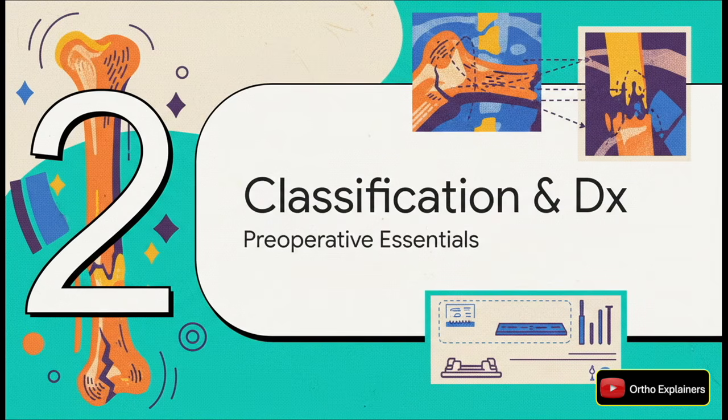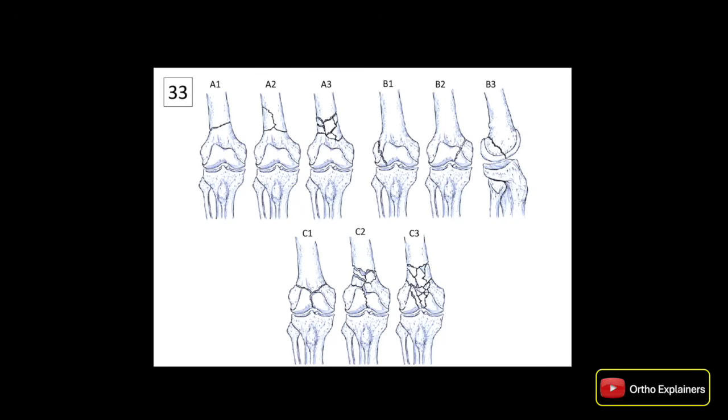Okay, let's move on to classification and diagnostics. So we all know the AO/OTA classification, right? It's our common language, but it's so much more than just putting a letter and a number on a fracture. The ability to look at the films and say, okay, this is an A1 extra-articular versus, oh boy, this is a C3 with a million pieces. That distinction is absolutely critical. It lets us plan our approach, anticipate the fight we're in for, and start thinking about our implant choice long before we're standing over the patient.